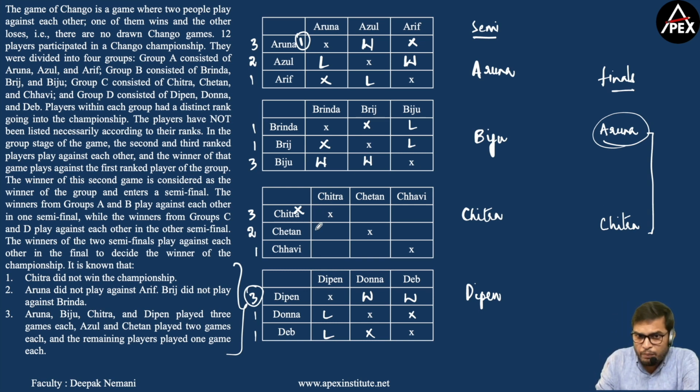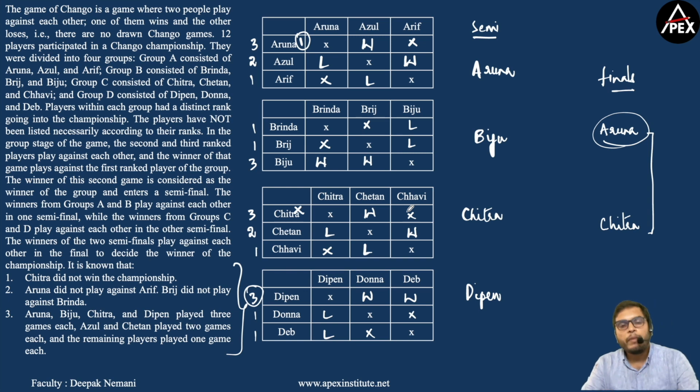Now we have Chetan playing 2 matches, one with Chavi and one with Chitra. So Chetan won against Chavi, so he will be getting a chance to play against Chitra. So Chavi lost to Chetan. Chavi did not play against Chitra. So we have a match between Chetan and Chitra, in which Chetan lost to Chitra and Chitra won against Chetan.